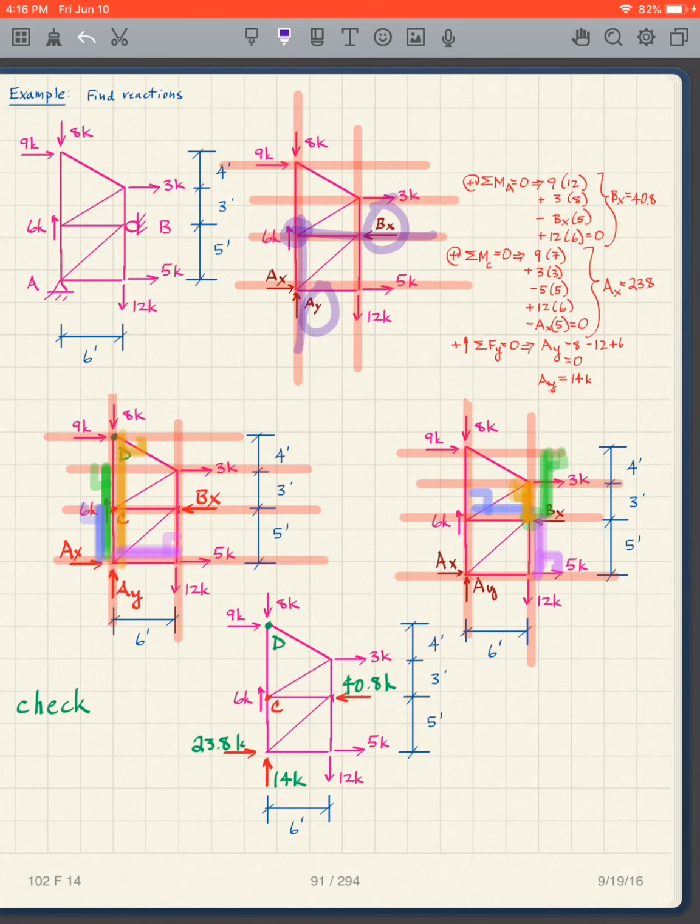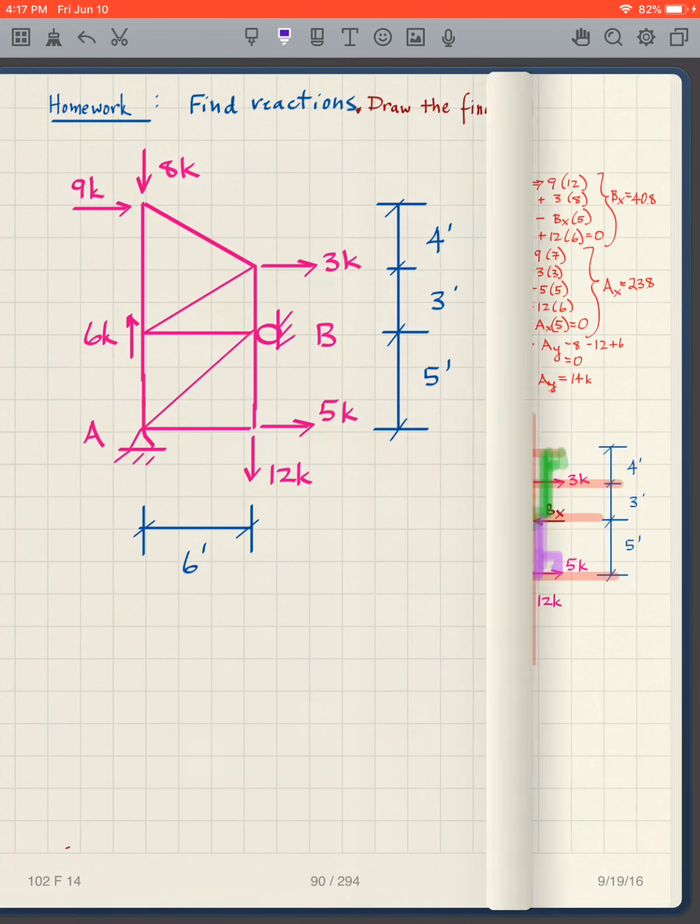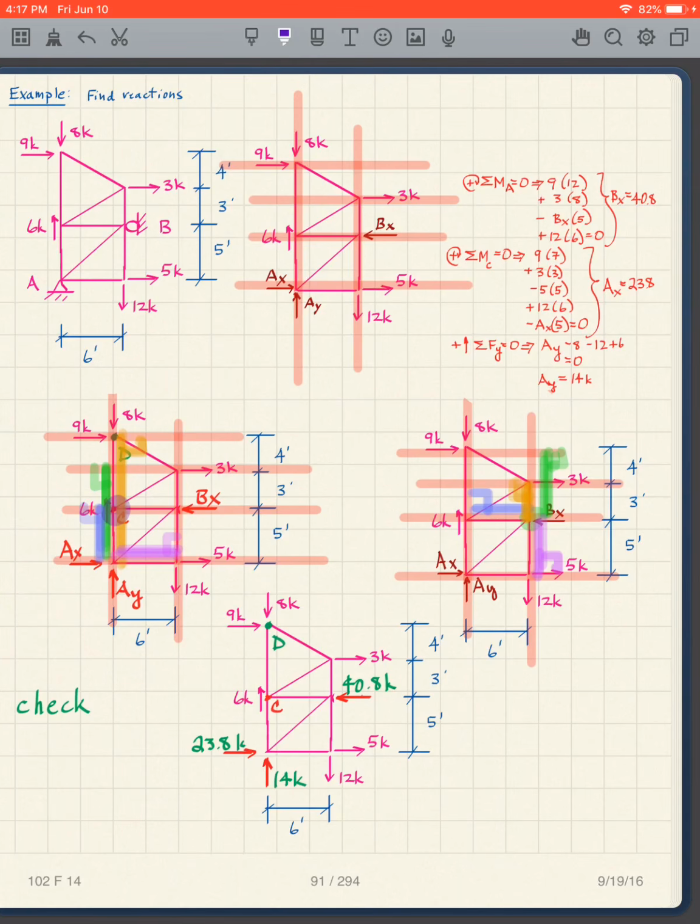It's helpful to look at these things and figure out what's the best point to take moments about. And sometimes it's not the obvious ones that we've been doing. The point at which you take moments is going to work in your favor if you choose it correctly. You've got to choose a point that eliminates unknowns. So taking moments about this point C, what do I find?